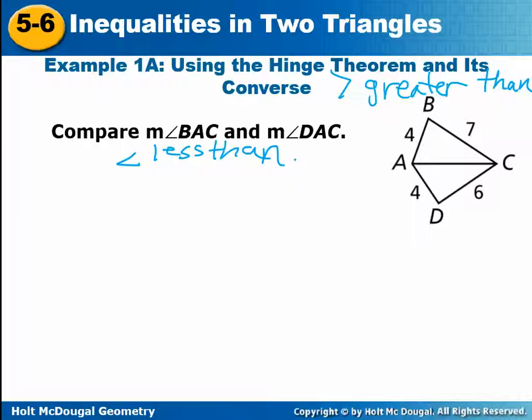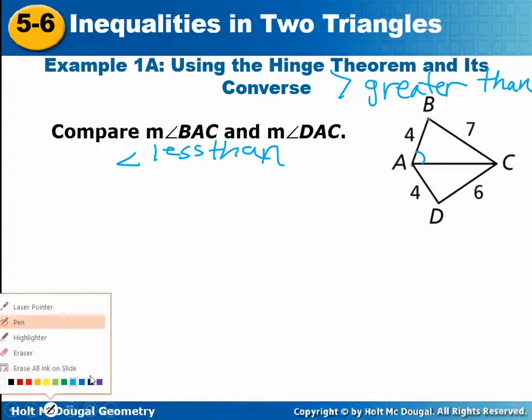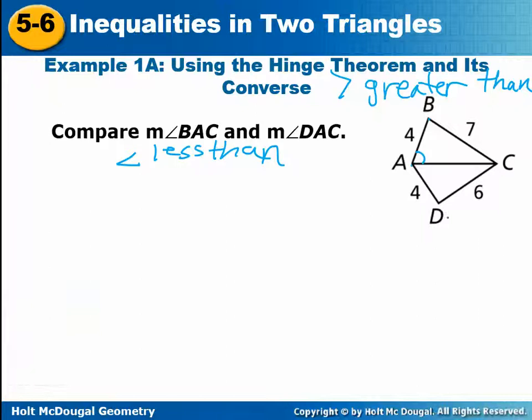They want us to compare the measure of angle BAC and the measure of angle DAC. So first we have to find that angle B, start here, go to A, then go to C. This is the angle we're talking about for BAC. And they want us to compare that to angle DAC. That's this one here.